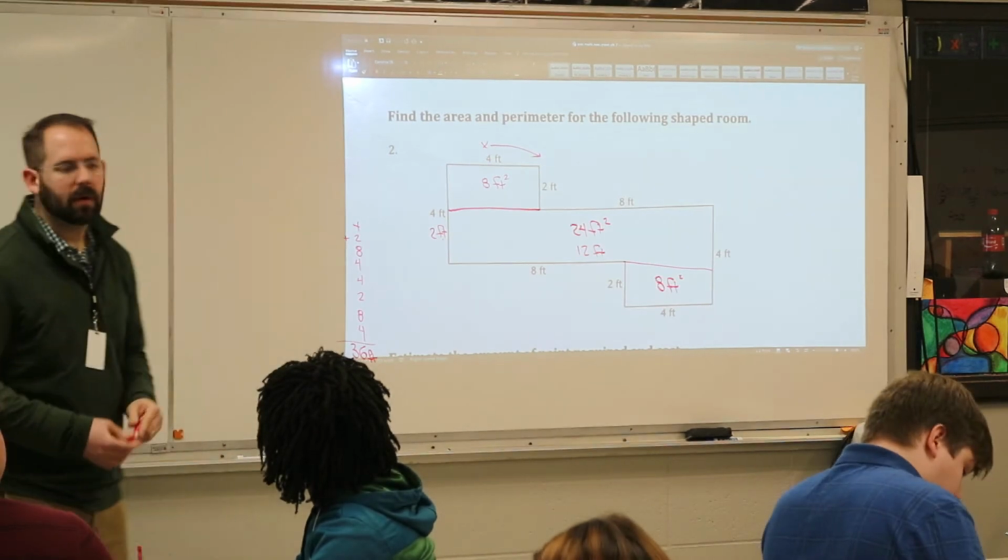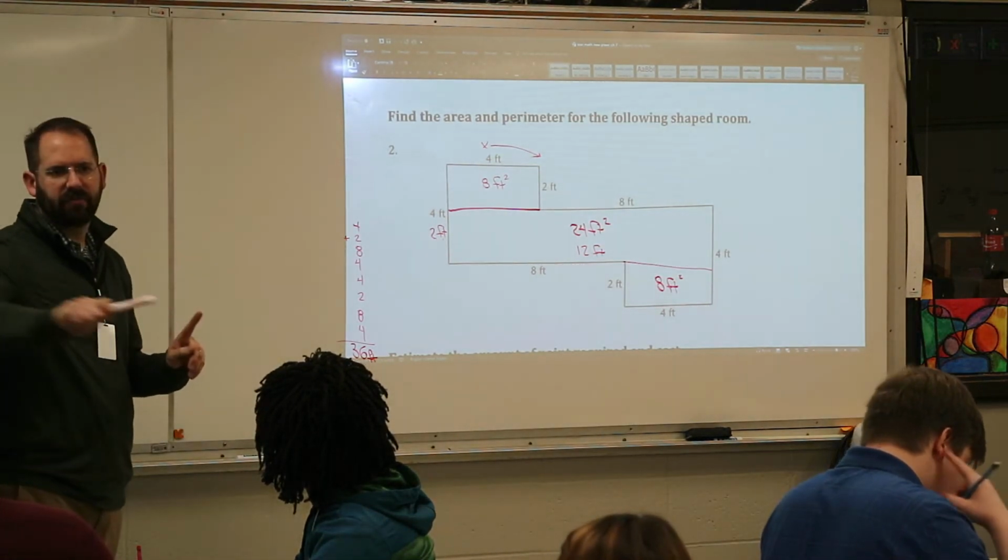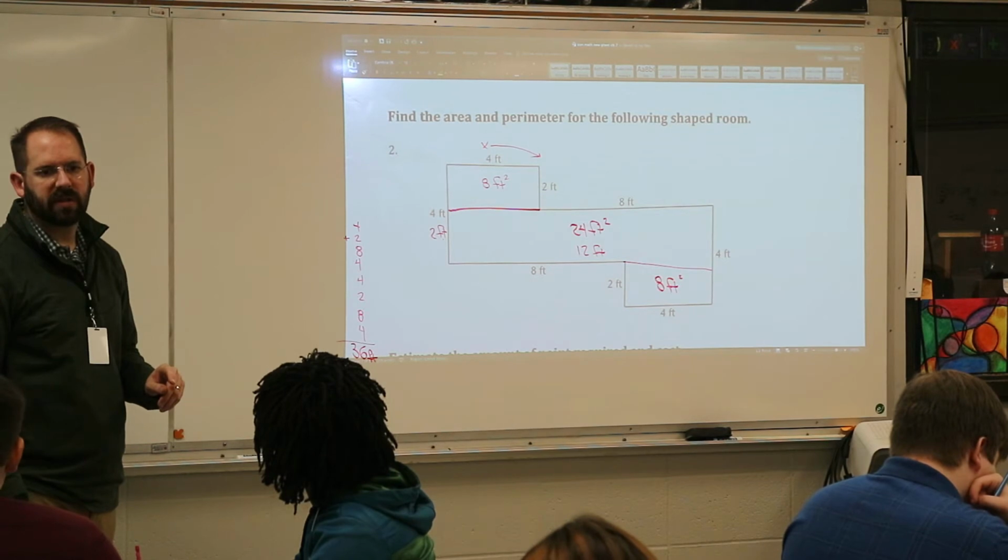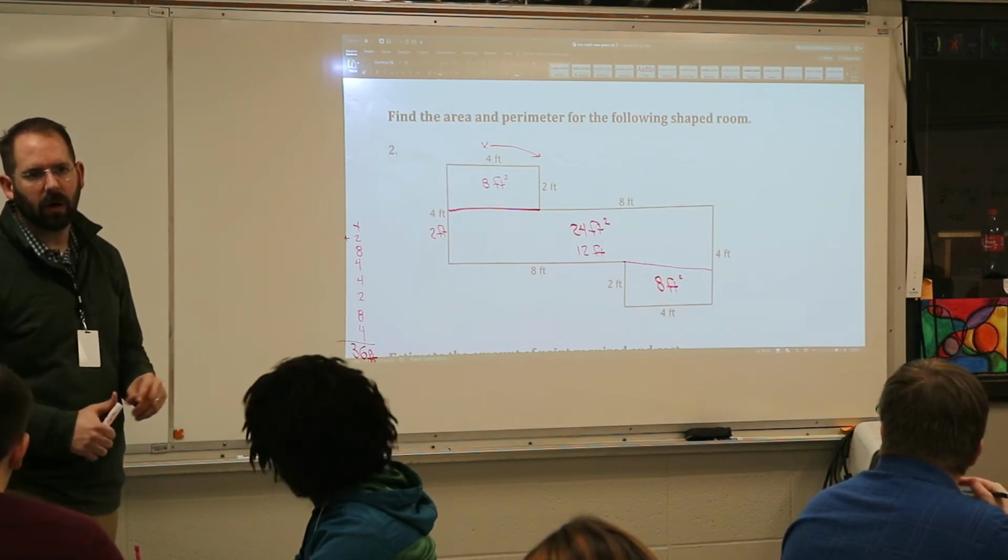That whole wall is 12. It's 8 and 4 all the way across. Do you see the numbers on the bottom? They tell me 8 and 4 all the way across.